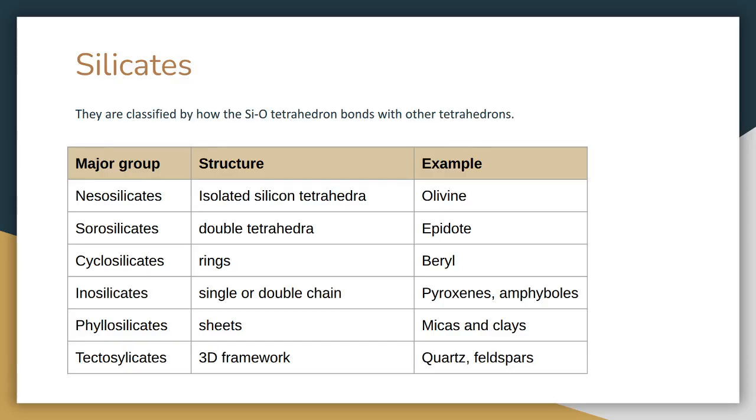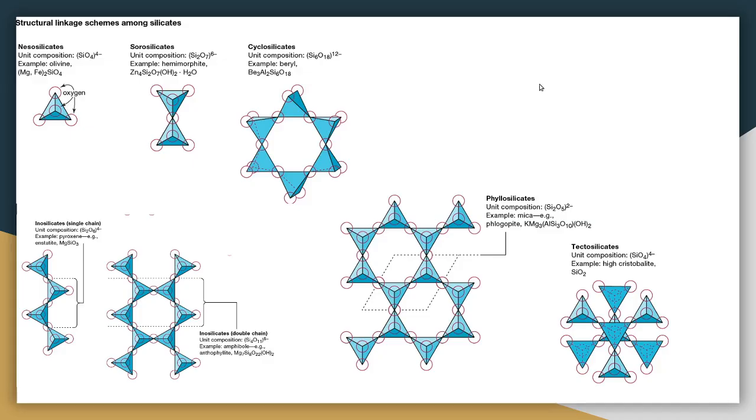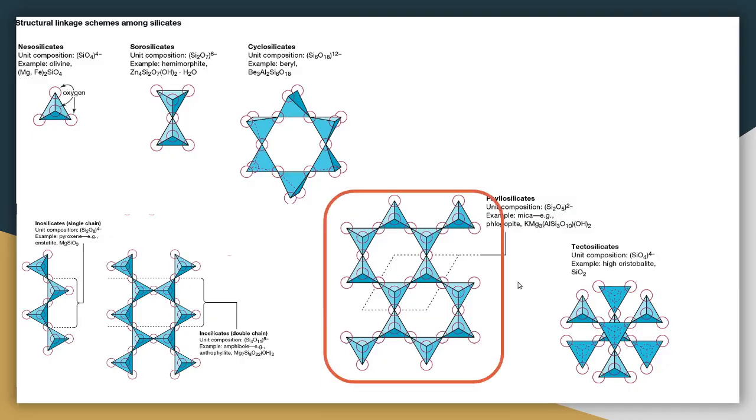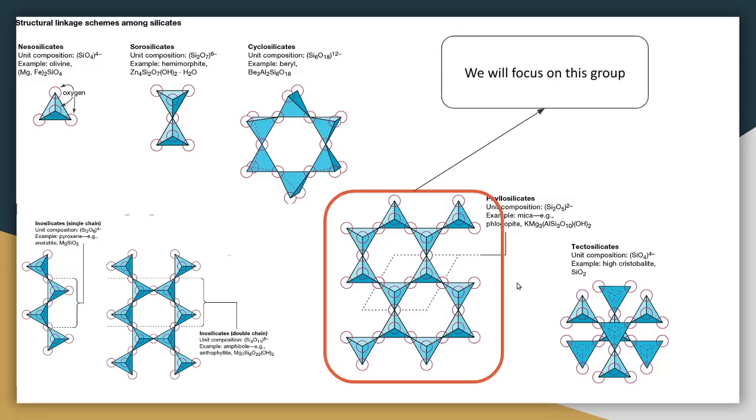Here we have nesosilicates, only 1, sorosilicates 2, cyclosilicates, they form in this way, and they can be represented in 3D also. Single or double chained, and phyllosilicates, and of course tectosilicates, which are all bonded basically. However, our part of interest today is phyllosilicates, so we will focus on this group right now.